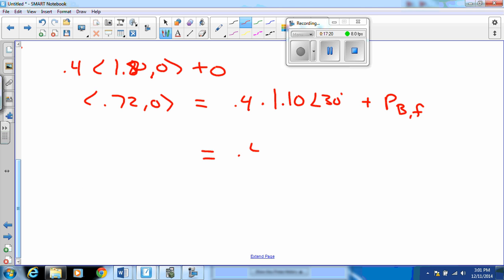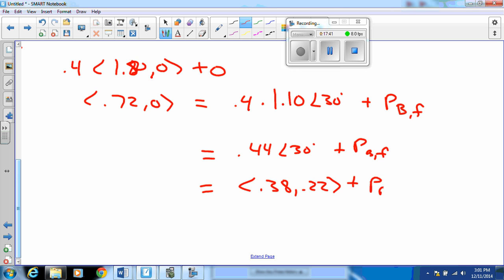And we do a little bit of multiplying here. This is 0.44 at an angle of 30 degrees plus PB final. So finding PB final is a matter of subtracting. Now finally I have to do my just-in-time computation. I have to turn that into rectangular form, right? R cosine theta, R sine theta. And when I do the math, I get 0.38, 0.22 plus PB final.